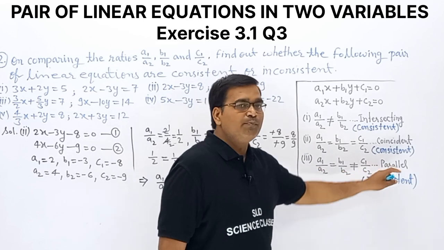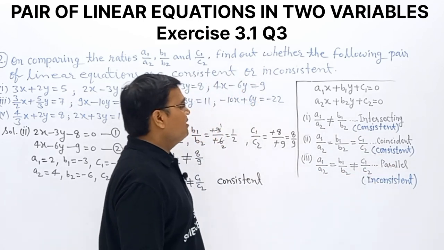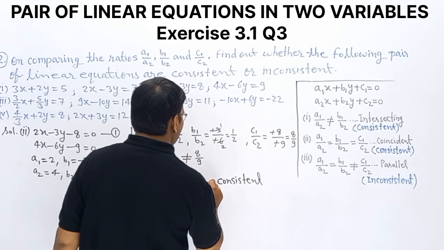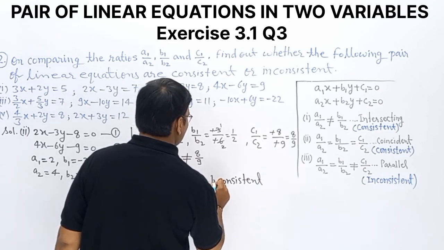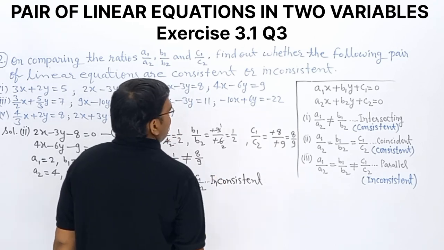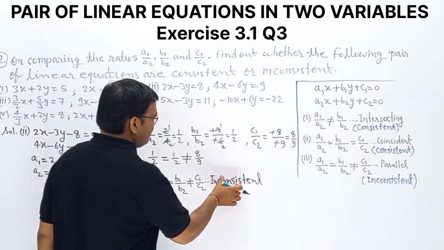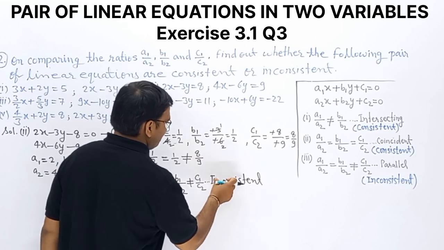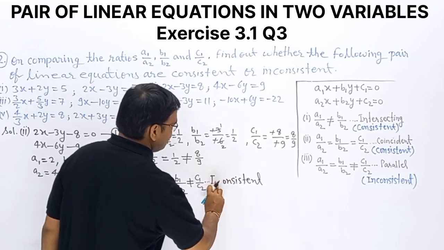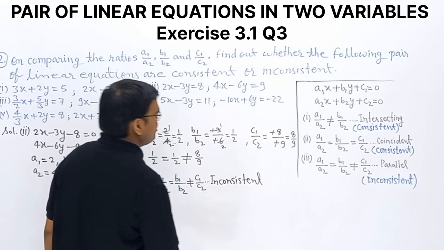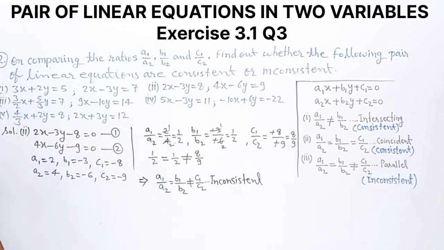That time we are getting parallel lines and the system is inconsistent. So what we are getting? Inconsistent system. The result will be: pair of linear equations is inconsistent. So finally we obtain the result: the pair of linear equations will be inconsistent. I hope you understand this question.